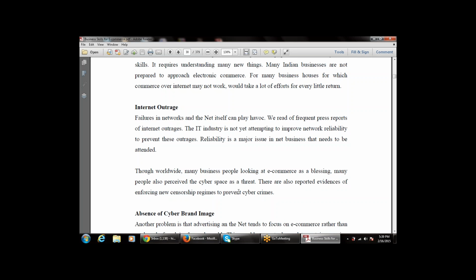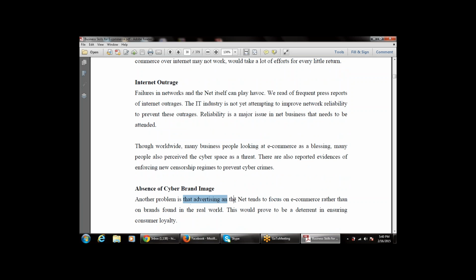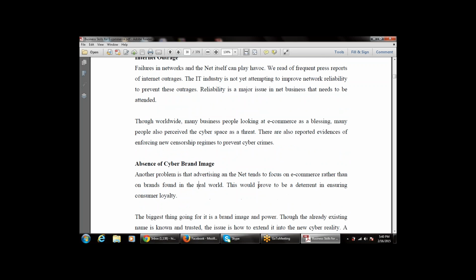Now, the next non-technical limitation is the absence of cyber brand image. There is an absence of cyber brand image. Another problem is that advertising on the net tends to focus on e-commerce rather than on brands found in the real world. This would prove to be a deterrent in ensuring customer loyalty.